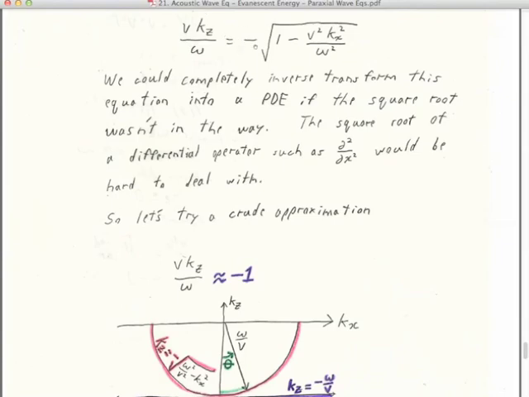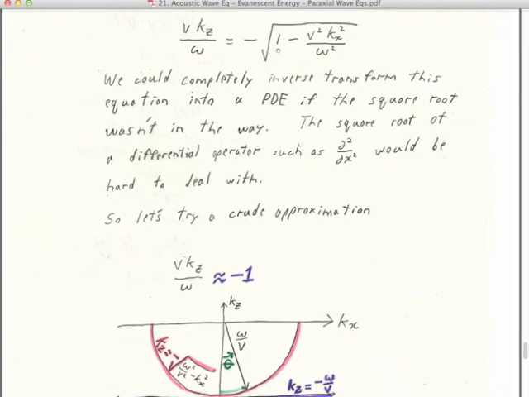We have minus 1 times the square root of 1 minus v squared kx squared over omega squared. What if frequency is very high, or velocity is very low, or kx is very small, or kx over omega is very small?